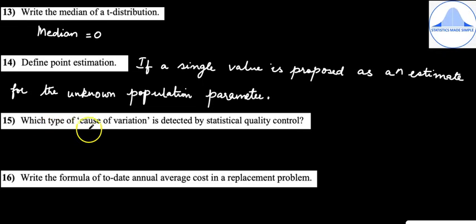15th one, which type of cause of variation is detected by statistical quality control? The answer is assignable causes of variation.